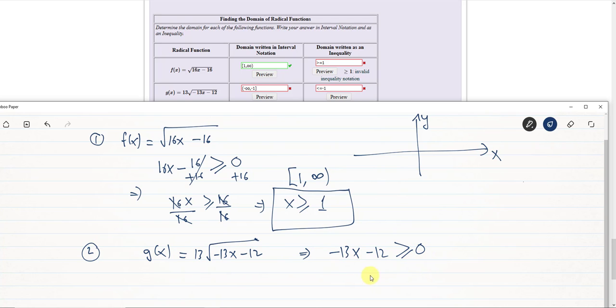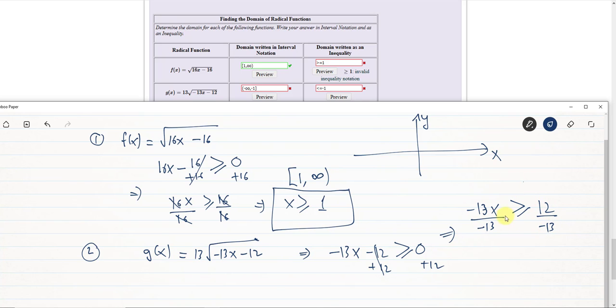That is the requirement. To solve for x, we add 12 on both sides. That gives me minus 13x bigger than or equal to 12. Now you are solving for x, so you want to get rid of the minus 13. So we divide by minus 13 on both sides.